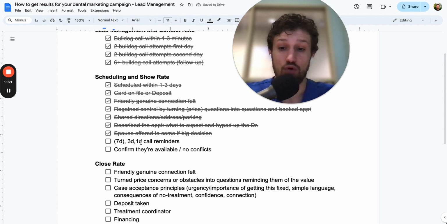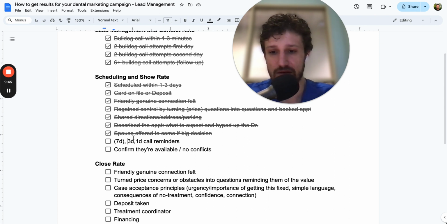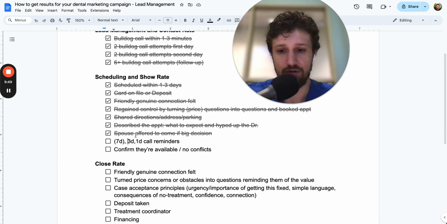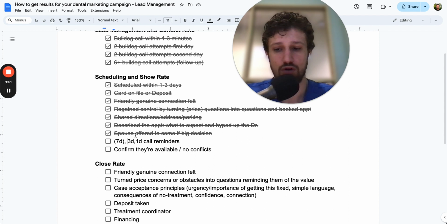7-day, 3-day, or 1-day call reminders. Okay, so ideally we are scheduling pretty close. So you may not have to do the 7-day or even the 3-day. If it's like 2 days out, you can just call again the day before or the morning of and call remind, okay? Now the earlier, the better, so that you're not left holding the bag at like 2 hours before the appointment and you only made an attempt like an hour ago.